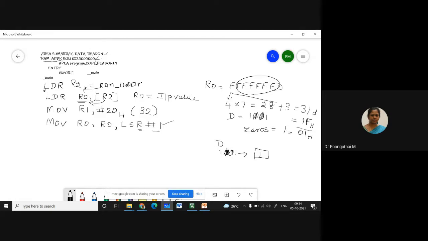So have you identified any mistake here? We have to use MOVS, ma'am. Yes, we have to use MOVS, otherwise your flags will not be changed. So you have to use MOVS.